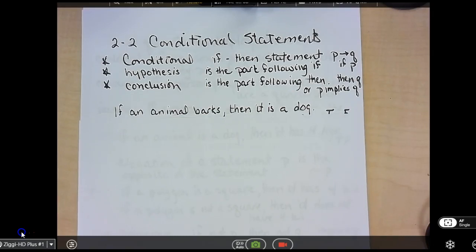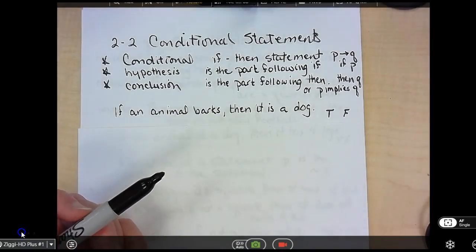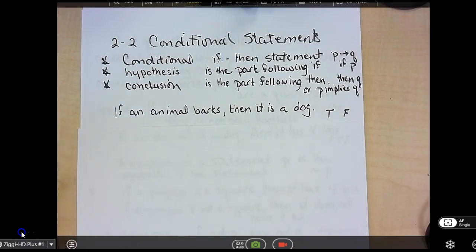Okay, so if an animal barks, then it is a dog. That is a type of an if-then statement. If an animal barks, then it is a dog. That, for most people, is true, but there are different types of animals that bark. Somebody mentioned a barking spider. We've had some other examples of things that bark. Wolf, coyotes. So it doesn't always have to be a dog.